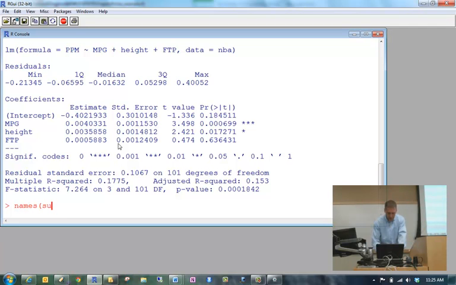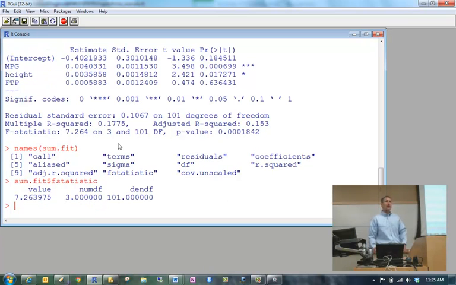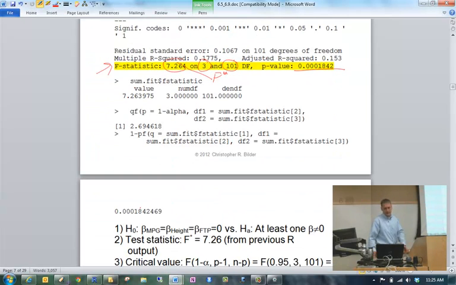If I do names of sum.fit, we see there are a few things there that might be of interest to us. In particular, for this specific situation, there's one called fstatistic. Notice that what that gives me is my F star and the corresponding degrees of freedom. So I can use the qf function then to get the critical value as you might expect. And also, if I wanted to, I can get the p-value from the pf function as well.